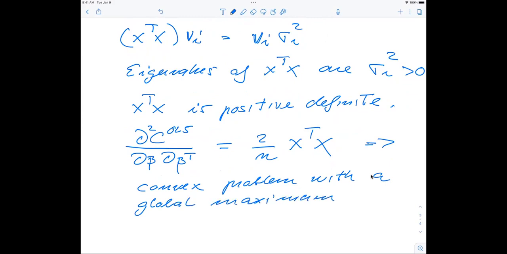So this was just a small intermezzo, which we can actually derive from the expression for the singular value decomposition. Any questions so far?